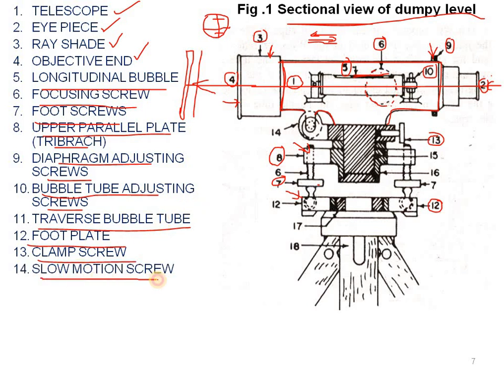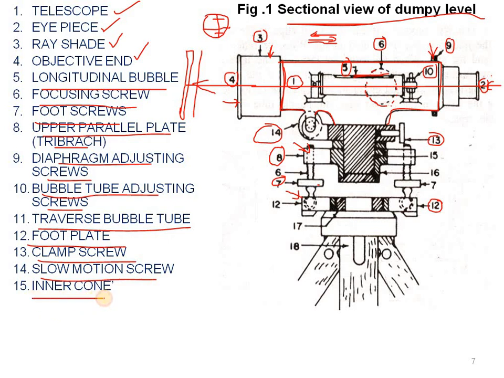And the 14th one is the slow motion screw. So here you can see this is a slow motion screw. The telescope which is on the top of this screw will be moving very slowly. When we rotate the instrument 360 degrees, this screw will also be rotating.